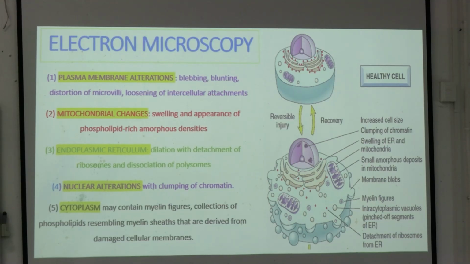Now you tell me, what is the composition of the myelin figures? A. lipids, B. phospholipids, C. protein, D. carbohydrates. Phospholipids. Here it is written that these myelin figures are nothing but collections of phospholipids. These phospholipids break off from the cell membrane. Okay, next.